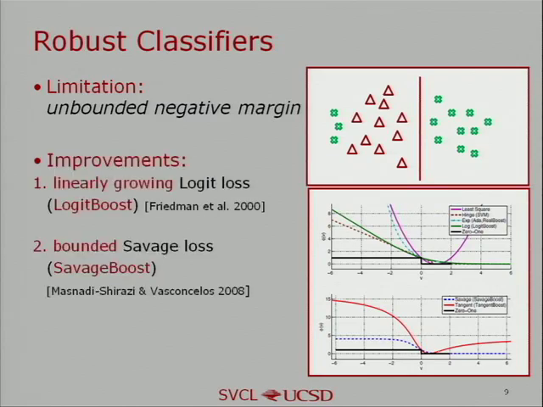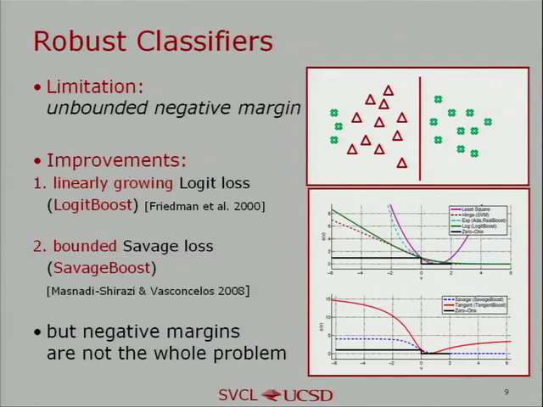So recent improvements have been made in terms of dealing with this type of outliers. One is the linearly growing logit loss used in LogitBoost, introduced by Friedman in 2000. And that's the green line. You can see that it grows linearly instead of exponentially, so that's an improvement. The other is the bounded Savage loss used in SavageBoost that we introduced in '08. And that's the dotted blue line at the bottom. You can see that it's actually bounded. It flattens out after a while. And so these help with this type of outliers.